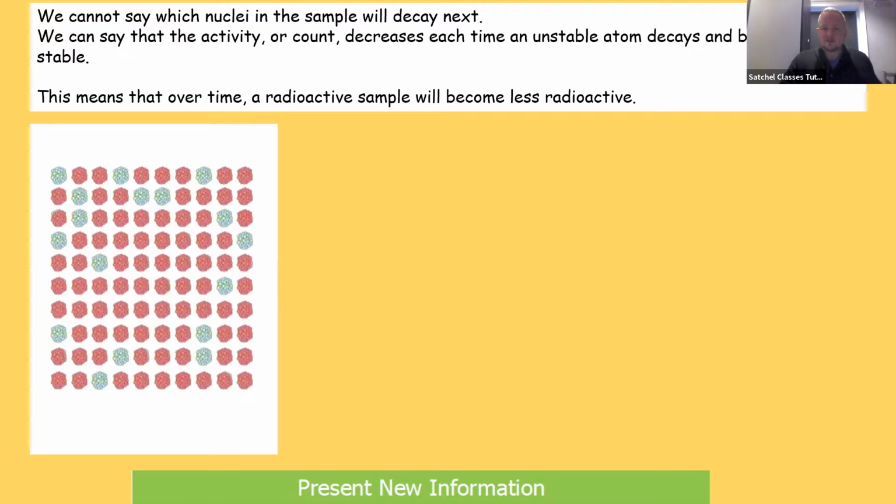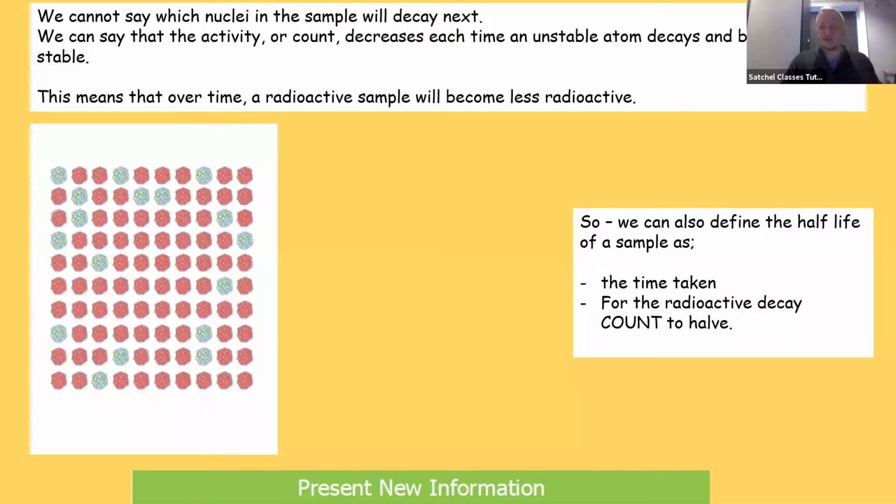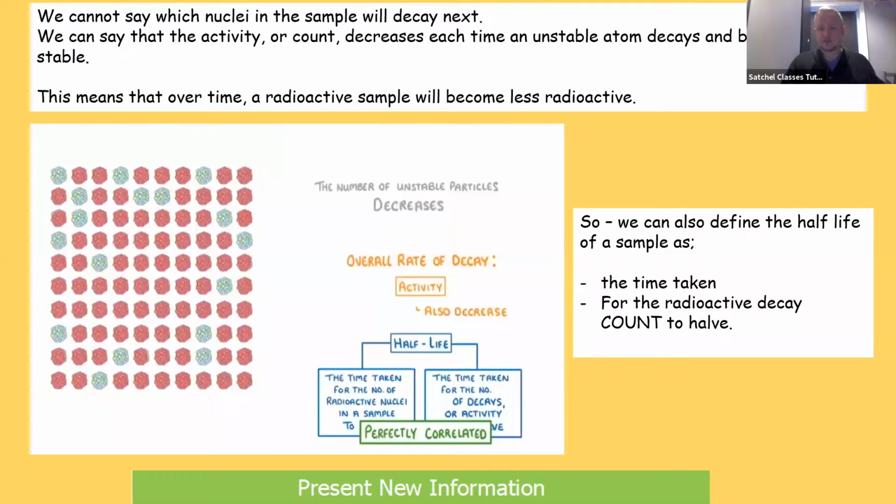But this then leads to another definition of our half-life. Because if we're also saying half-life is the time it takes for the number of radioactive atoms to decay by half, then half-life is also the same as the time taken for the radioactive decay count to halve, because that's the measurement of how many radioactive atoms are left. So both those definitions work.